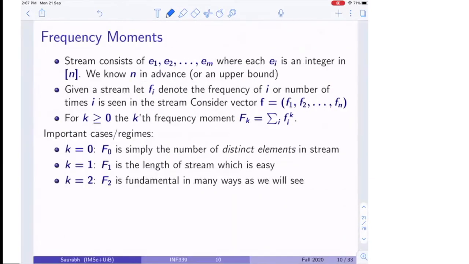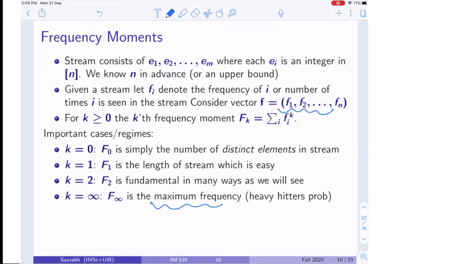Okay, and for k equal to 2, F2 is fundamental in many ways, as we will see, and it finds applications in data science, machine learning, mathematics, everywhere. It is basically the sum of the squares of the frequencies. And there is another important case, which is called F infinity. If you put k equal to infinity, you would like to find the object with the maximum frequency. So among all of F1 to Fn, which i has the maximum frequency?